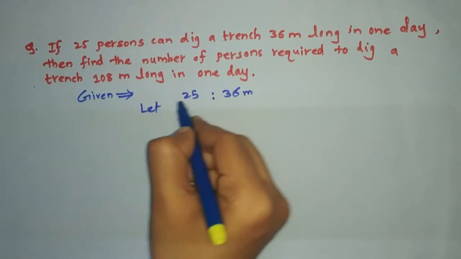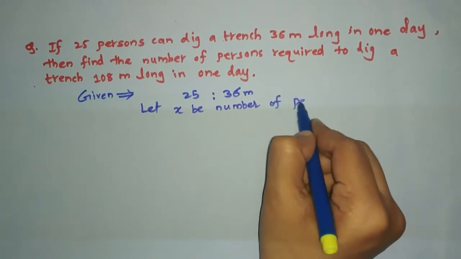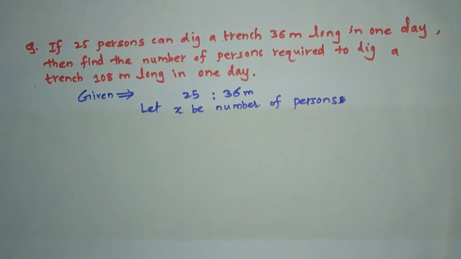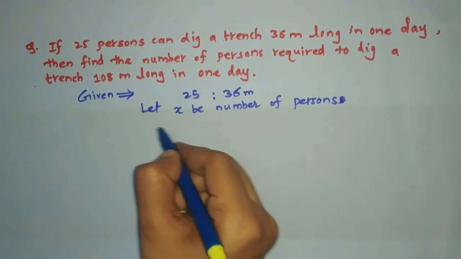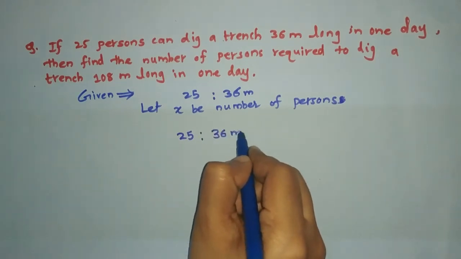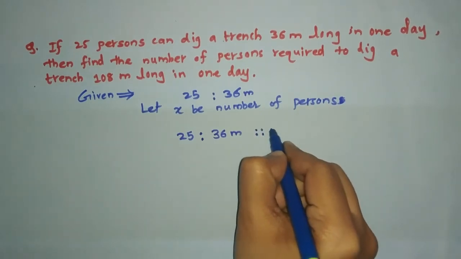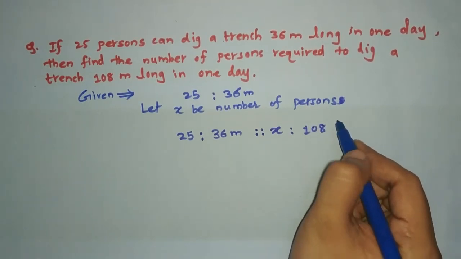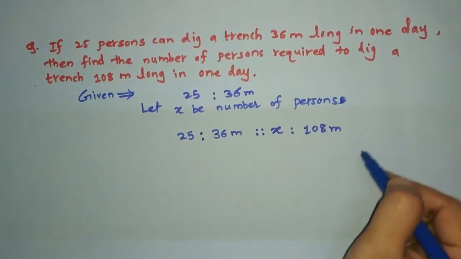So let X be the number of persons those who are digging a trench that is of 108 meter long. So we'll write down the proportion. The final statement will be that 25 persons are digging a 36 meter long trench in one day, and in that same one day, how many persons, that is X, are going to dig a 108 meter long trench. So here if we solve this proportion, they are both doing it in one day.